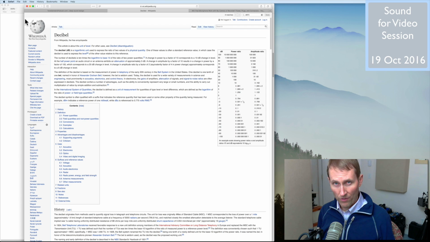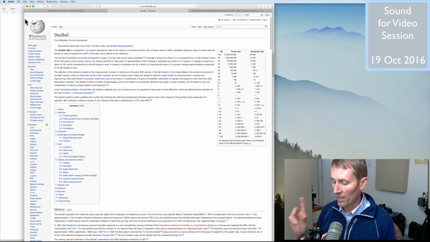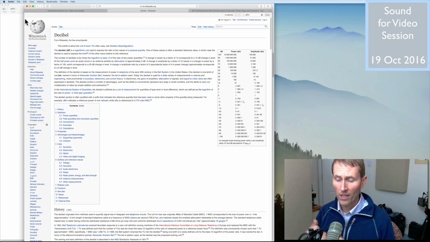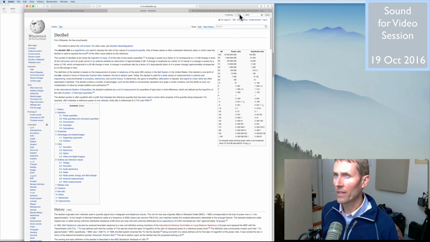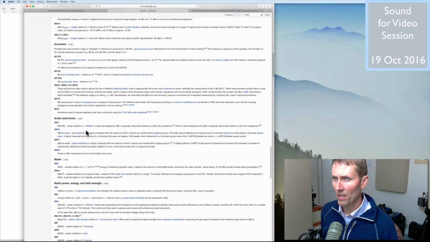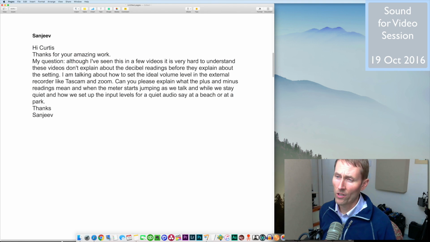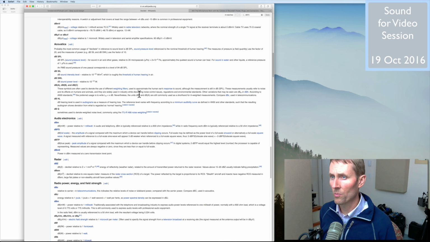Some devices use a different scale. So when I say consumer devices, I'm talking about most of the Tascam recorders. I'm talking about, I believe, all the Zoom recorders I've used, including the Zoom F8. Those are all dB full scale meters. And what I mean by dB full scale, let me just show you here. This is Wikipedia, and it gives some definitions here. I'll leave the link down below on this particular thing here. dB full scale, which is often abbreviated dBFS.